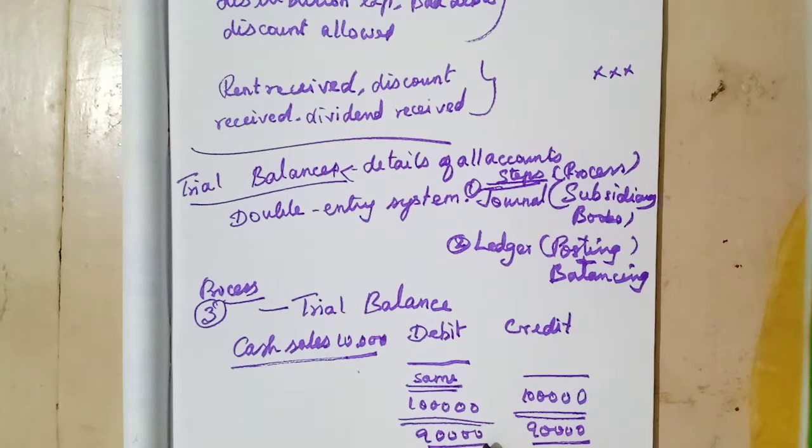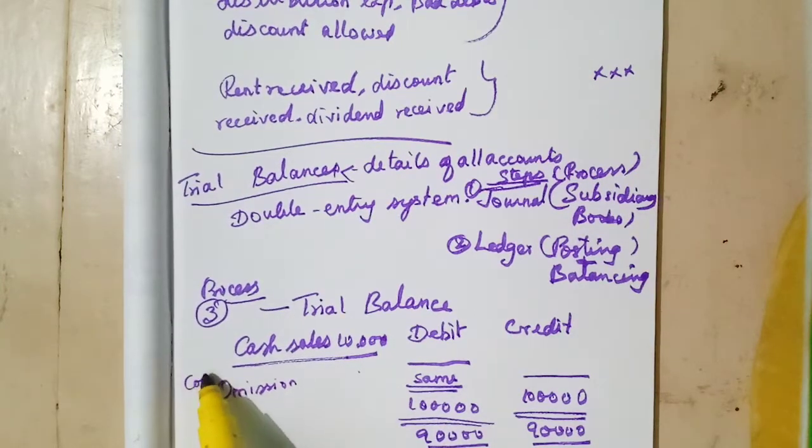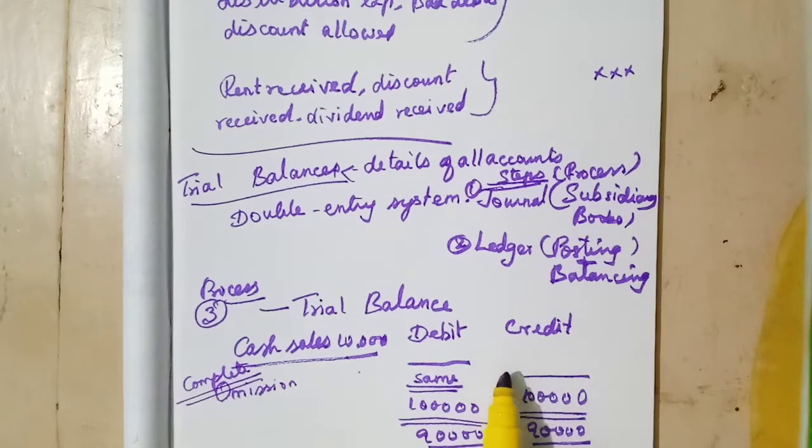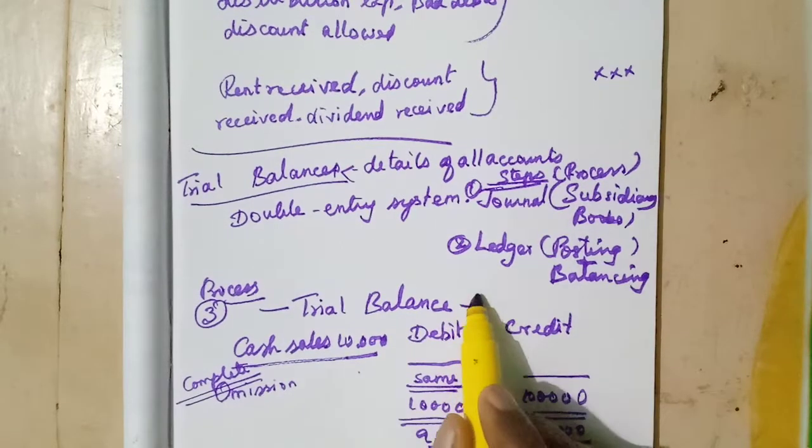But whether any errors are made? Yes, we have made one complete omission of a transaction. If a complete omission takes place, that will not affect the trial balance. So we cannot conclude that if debit and credit are equal, there may not be any error. There will be an error, but it may not be detected. But if there is a difference in the debit and credit balance, then we can say we have made some error. Understand? So immediately we have to check it out.